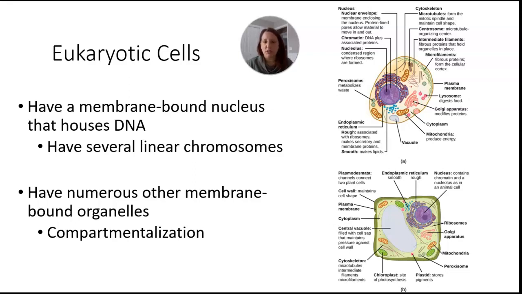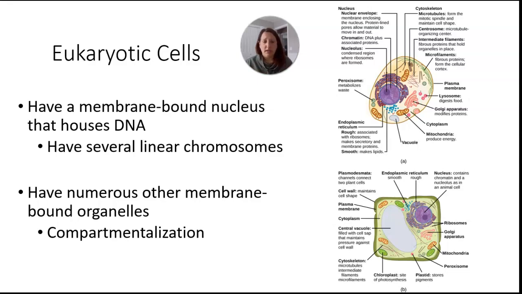The common feature between the cells of all of these types of organisms is that they have a membrane-bound nucleus, which is usually about centrally located, and that nucleus is going to house DNA. And in eukaryotic organisms, DNA is going to be linear instead of circular, like we saw in prokaryotic organisms. And so eukaryotic organisms are going to have several linear chromosomes, again, in their nucleus.